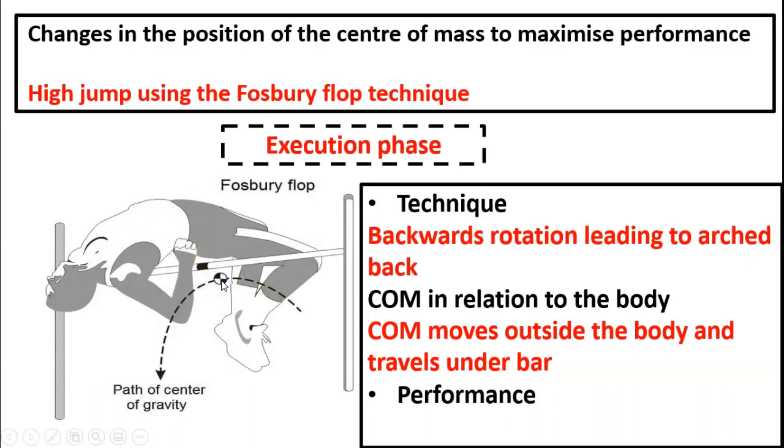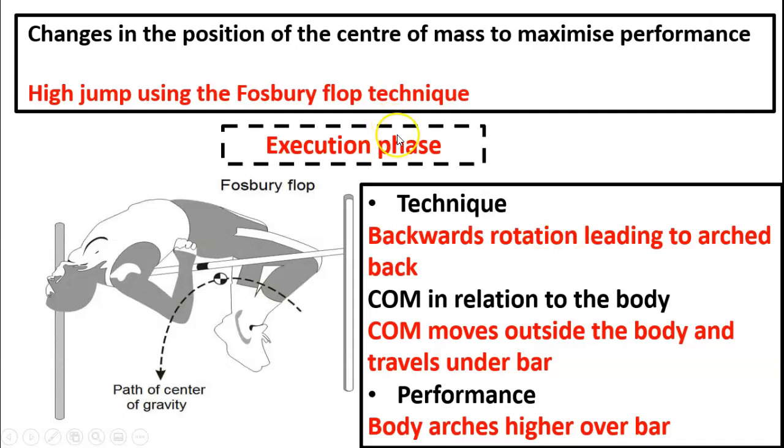And what's really interesting about this is the centre of mass travels under the bar, but how does it maximise performance? The body can arch higher over the bar, but the centre of mass goes under the bar. So that is why the change in the position of centre of mass maximises performance, because whilst the centre of mass goes under the bar, the body goes over in an arch position, which allows us to perform well. So you can see how you could use this as a really good example when talking about the change in the position of centre of mass to maximise performance. Okay, so hopefully you can see that on there.